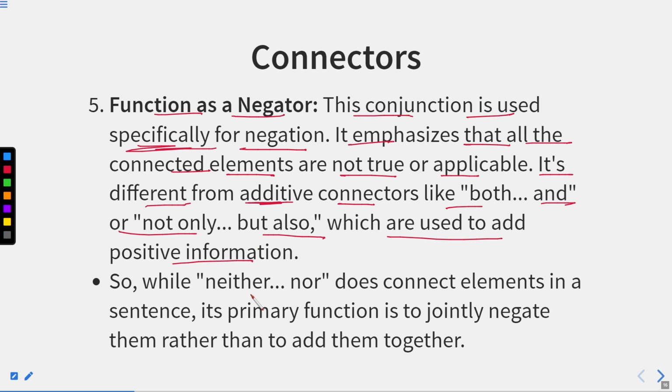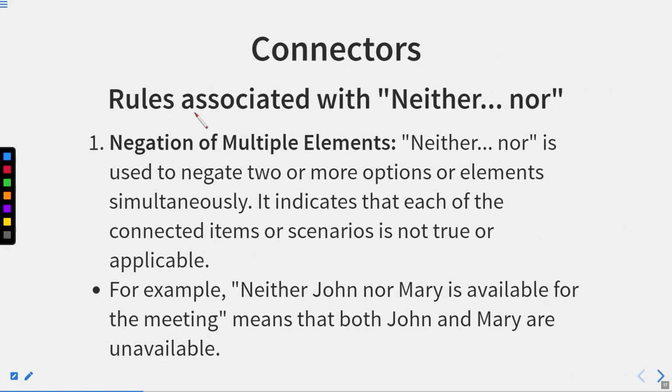Okay, so while neither nor does connect elements in a sentence, its primary function is to jointly negate. Obviously, it is joining two concepts, two options, but to negate them rather than to add them together. Now, its concept is to just negate, whereas the concept of not only but also and both and is to add things. Okay. Now let us move to the next one. Now, let us study some rules associated with neither and nor.